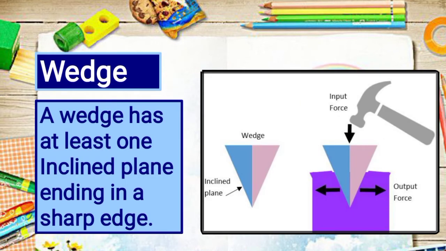Now let's understand what is a wedge. It has at least one inclined plane ending in a sharp edge, and this sharp edge helps to cut things. A good example is an axe with which we cut wood.